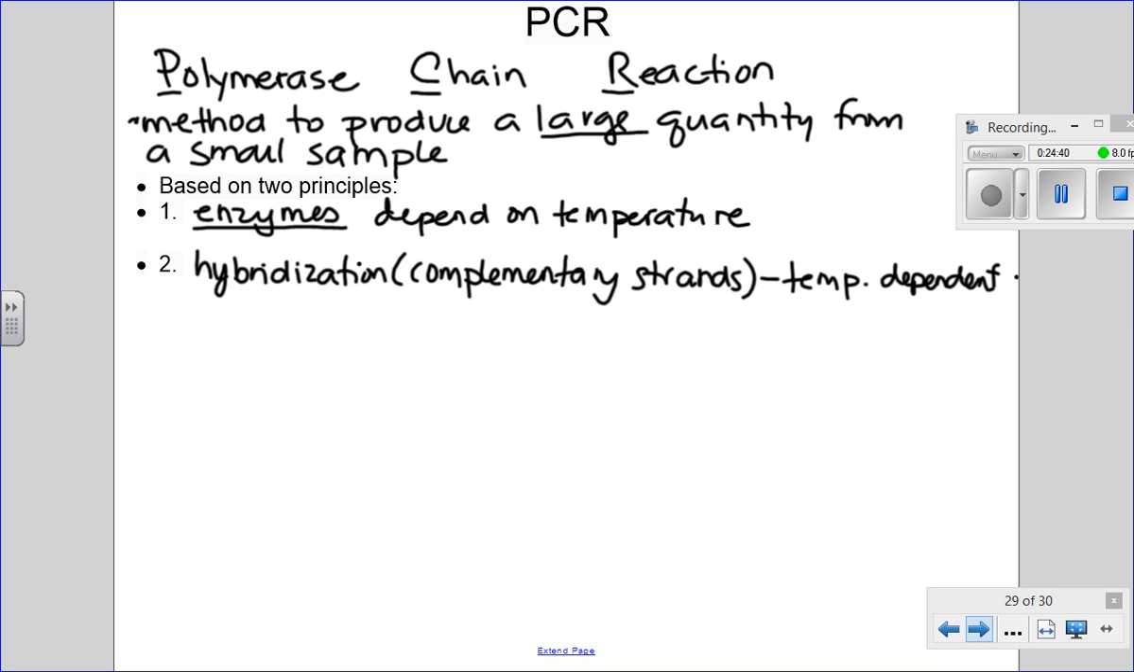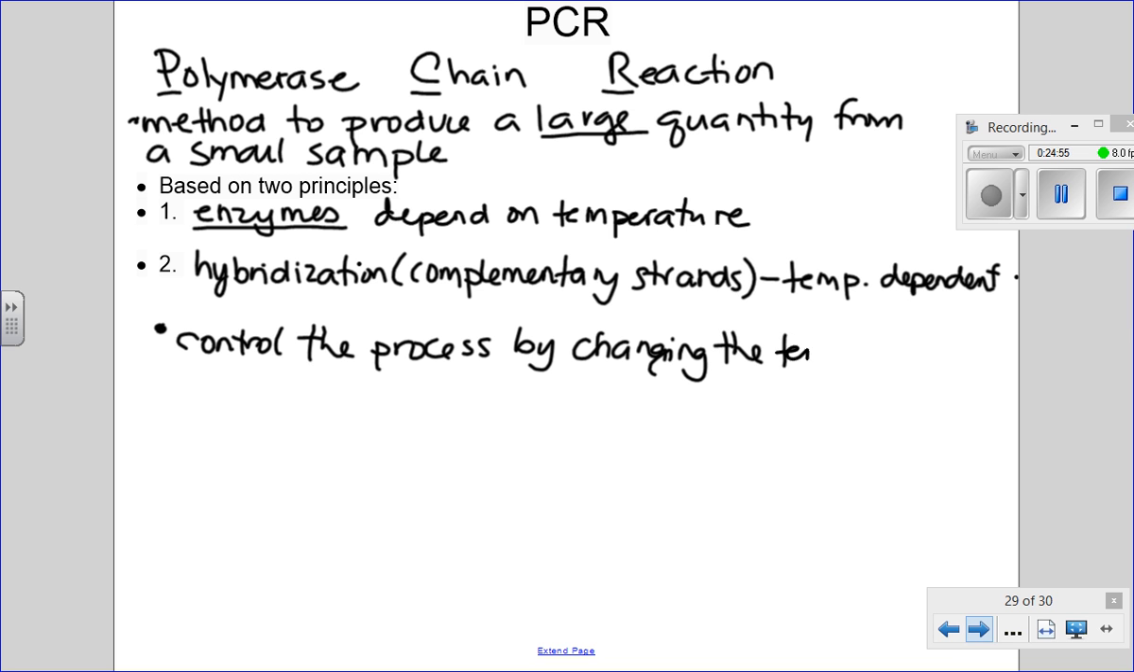So to use polymerase chain reaction, you can control the whole process by changing the temperature. So basically we're saying we can make some enzymes be active and some enzymes not be active, or vice versa, depending on what temperature we have the sample at.